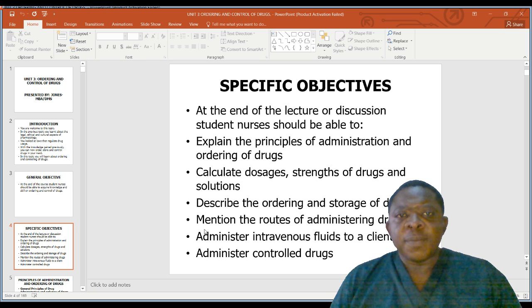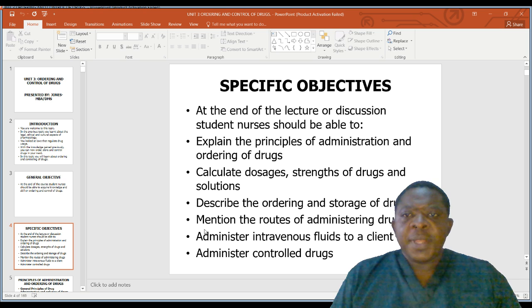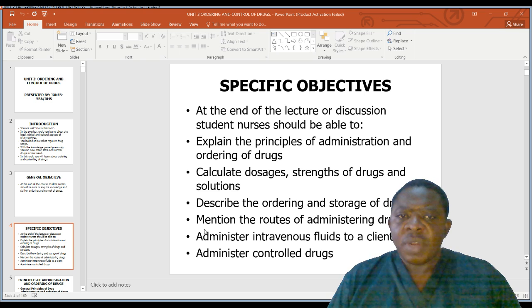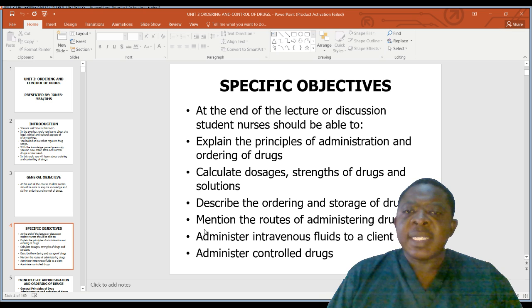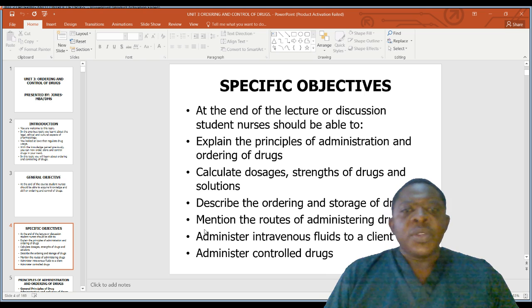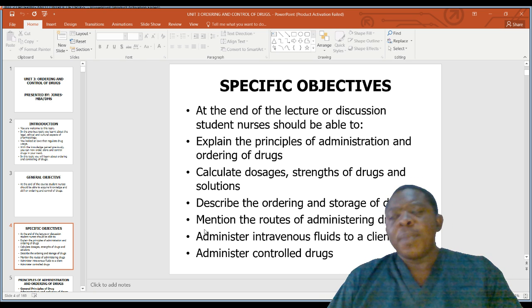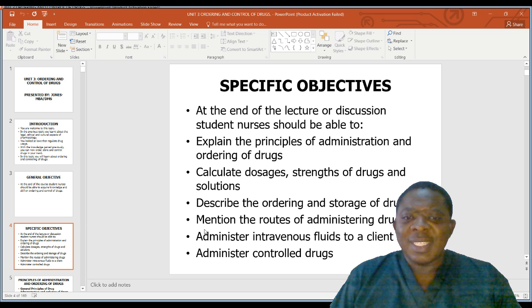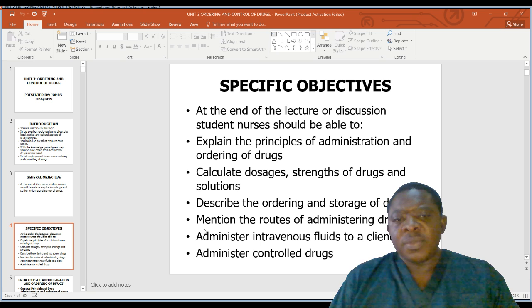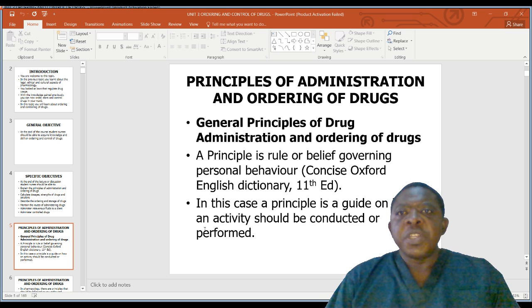The specific objective of this lesson is that at the end of the lecture or discussion, you should be able to explain the principles of administration and ordering drugs, calculate dosages, strengths of drugs, and solutions. You should also be able to describe the ordering and storage of drugs, mention the routes of administering drugs, administer intravenous fluids to a client, and also be able to administer controlled drugs. So, principles of administration and ordering of drugs.